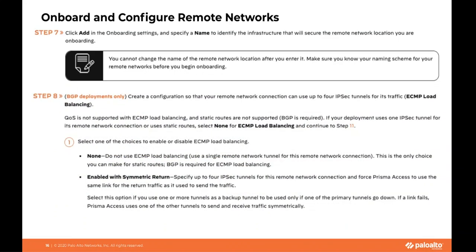In the onboarding settings, once you onboard remote networks, specify a name to identify the infrastructure that will secure the remote network. And one important thing to add here: if you want to use aggregate bandwidth and are already using QoS or secure outbound access, then you cannot use the aggregate bandwidth feature, because aggregate bandwidth is not supported with QoS today.